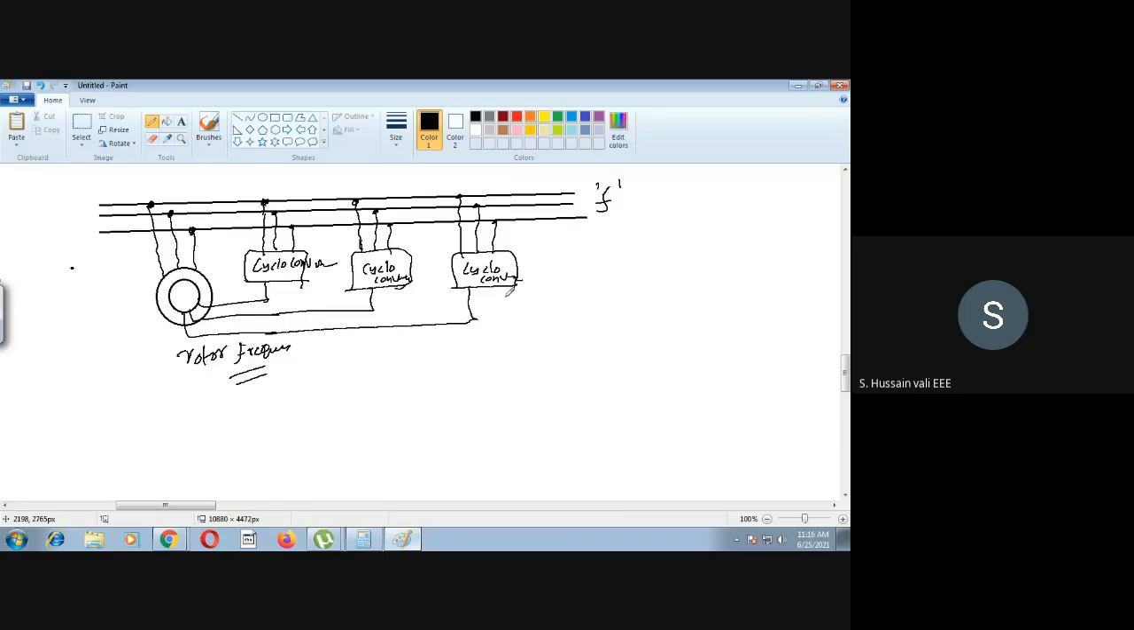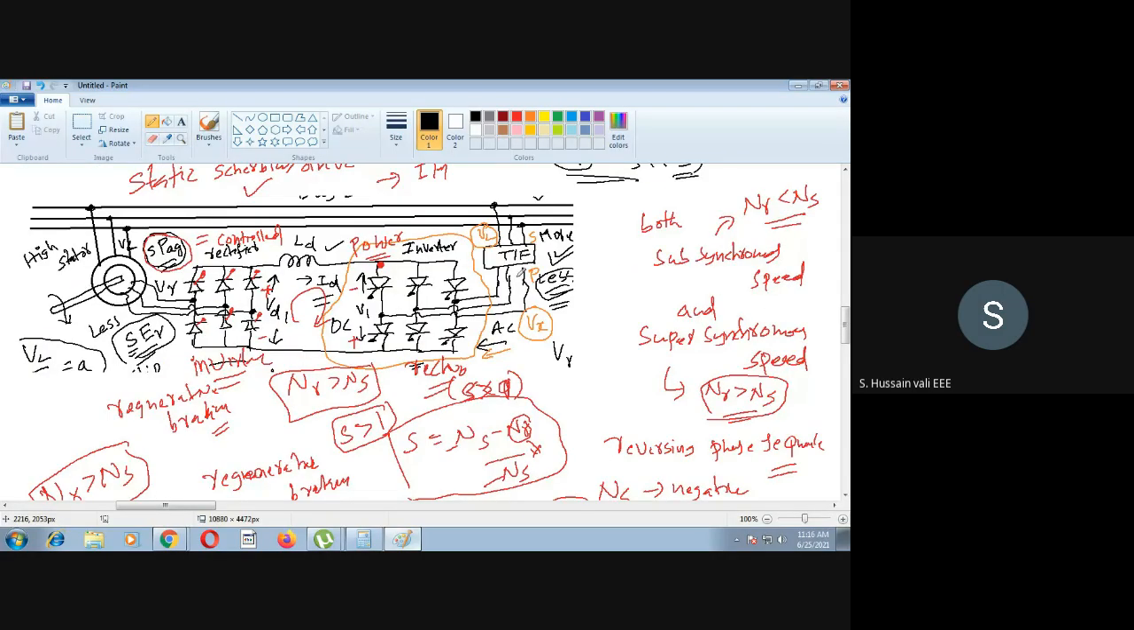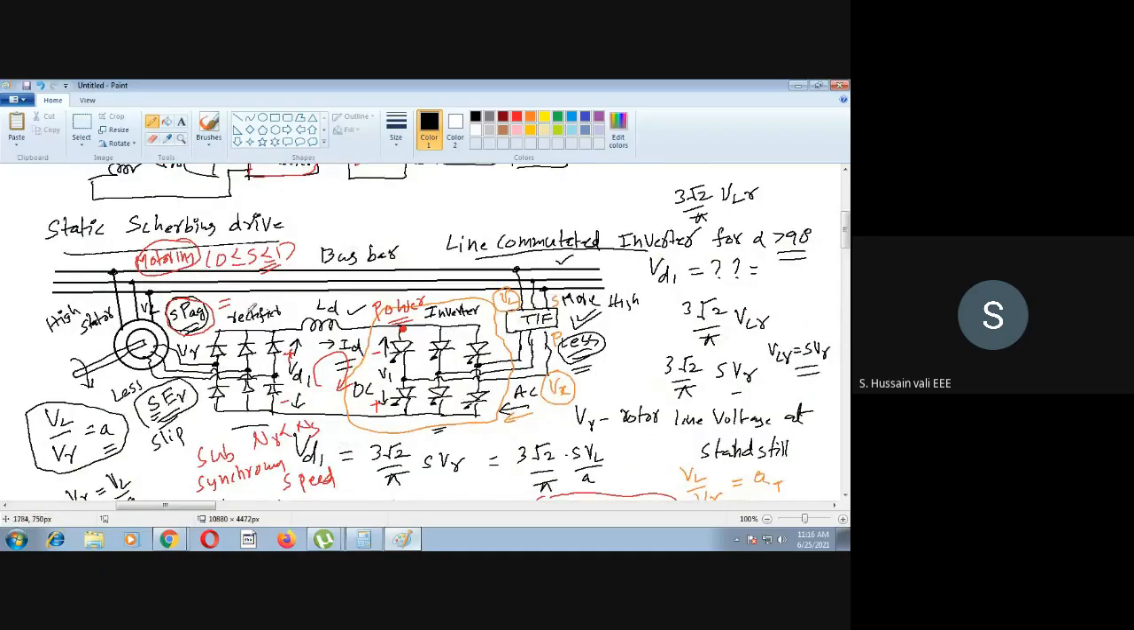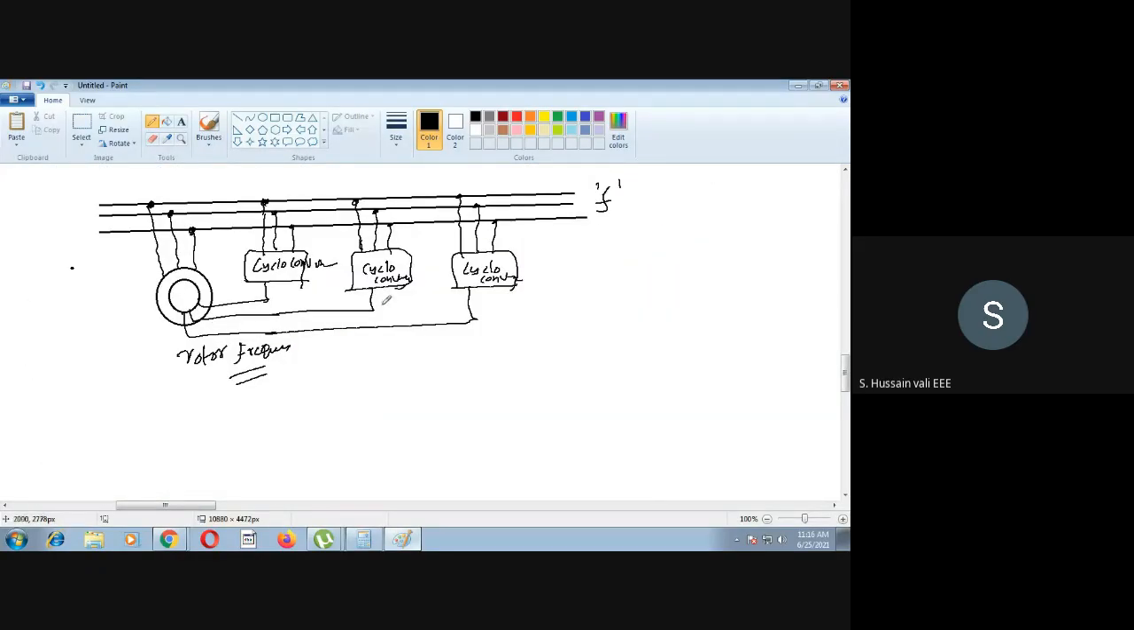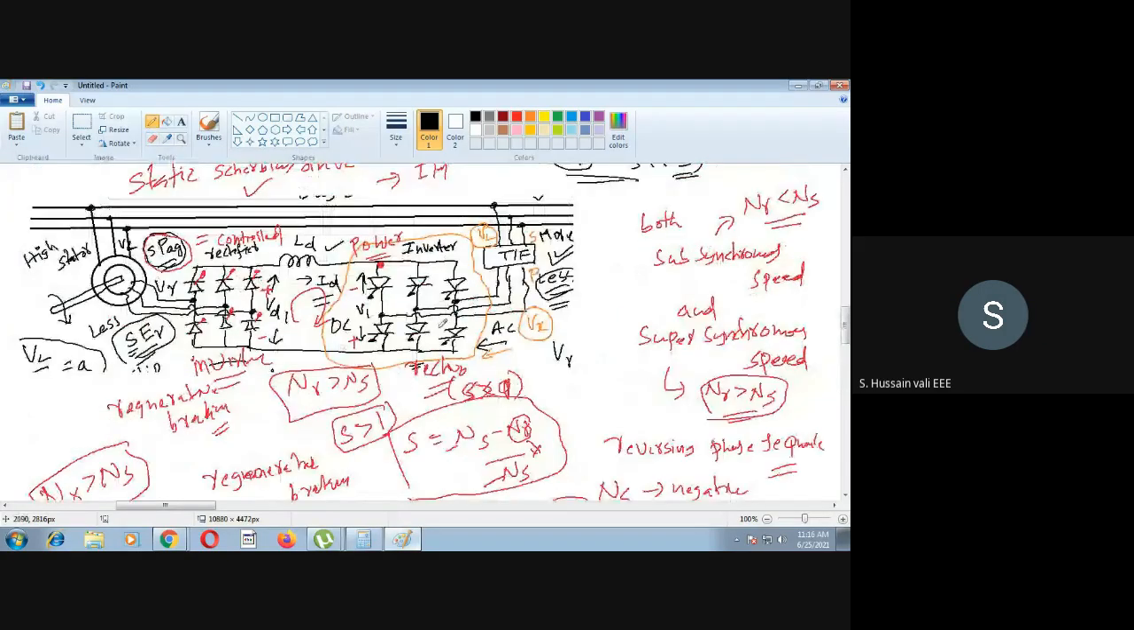So this is another type of converter, which you will use for the slip power recovery. As of now, you see here these three we have studied: the Scherbius drive for subsynchronous speed, the Scherbius drive for super synchronous speed, and then using the cycloconverter also, we can do the same thing.